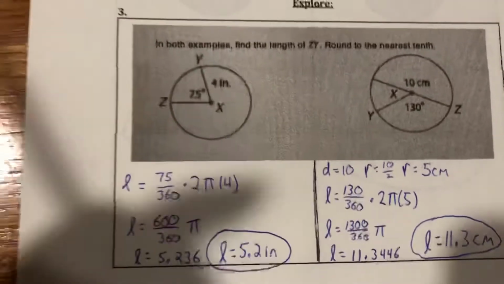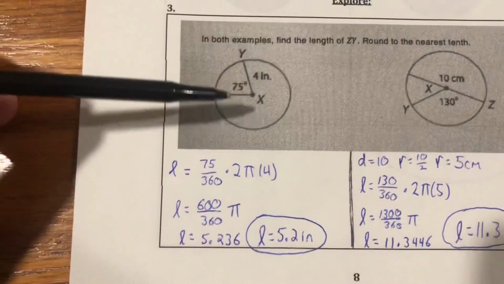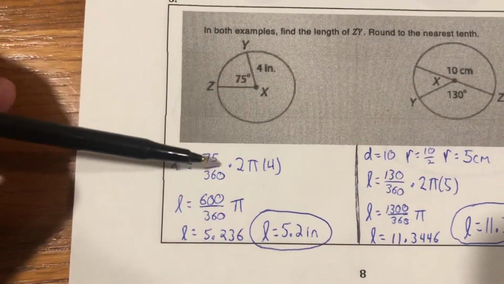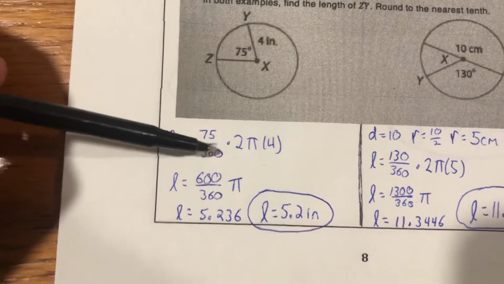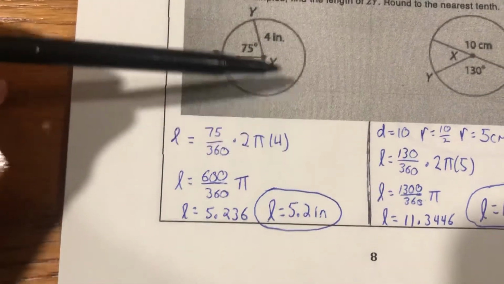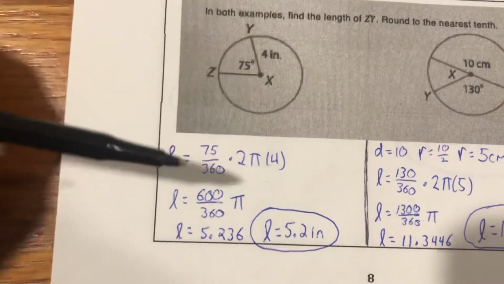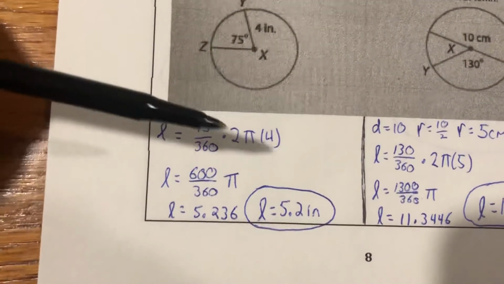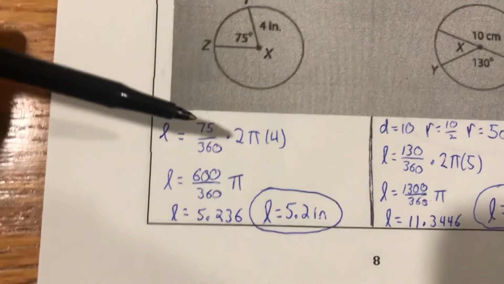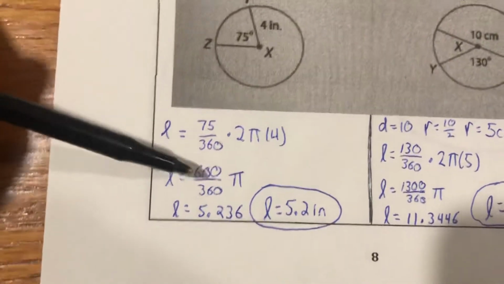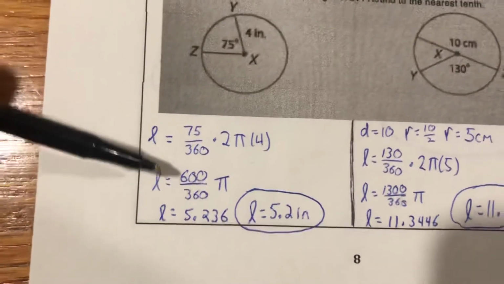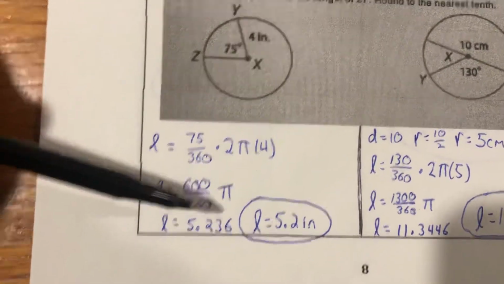All right, so on our first example, looks like we got a central angle of 75, so we can throw that in for x in the equation. So I got 75 over 360 times 2 times pi times the radius, which they gave us is 4. Now, my strategy on these is I basically multiply everything that's going to end up in the numerator. So I did 75 times 2 times 4. That's where 600 came from. So the length of this arc is going to be 600 over 360 pi.